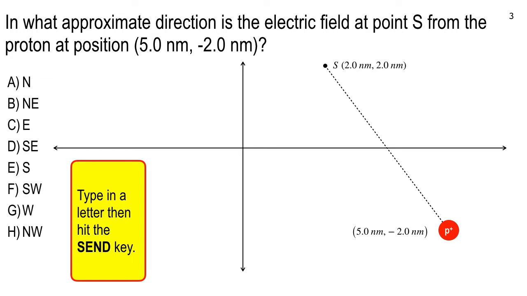The answer here is northwest. As always, if there's a positive source charge, the field is away from the source charge. In this case, the source charge is in the southeast, and the field from that charge points to the northwest. Right, next question.